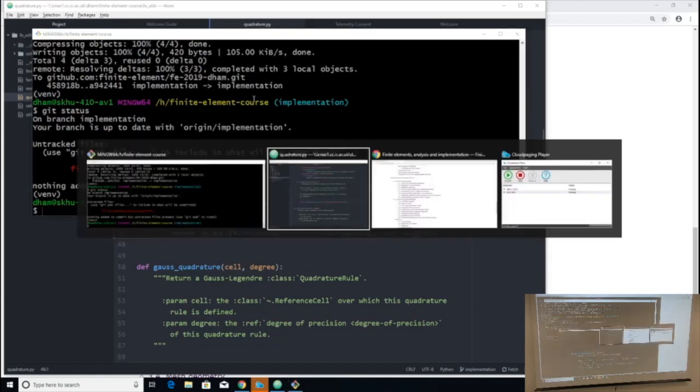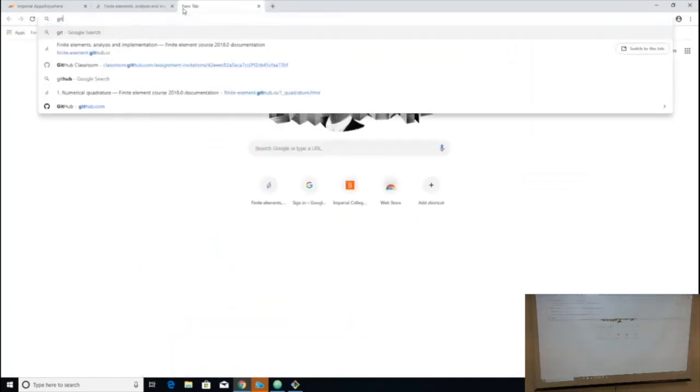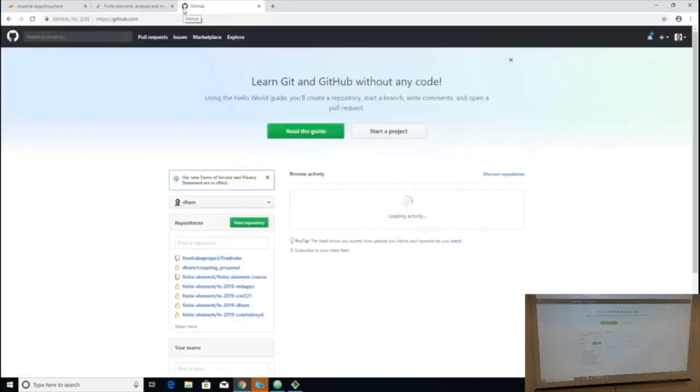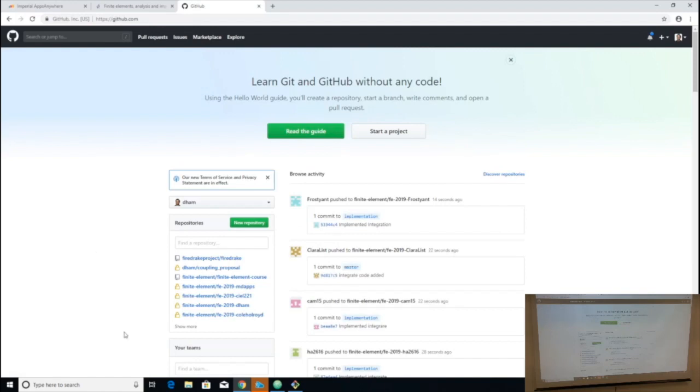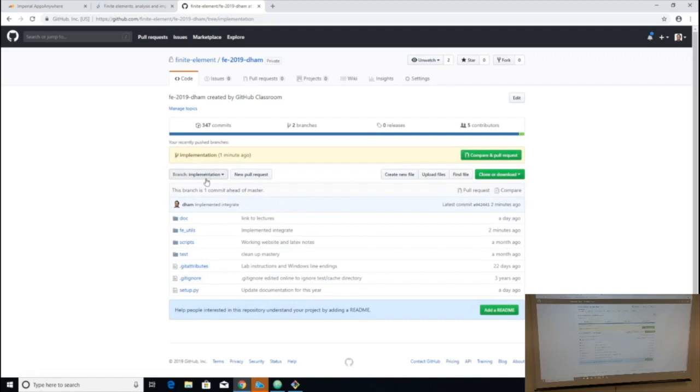As a very last thing, I will go to GitHub. Where I'm probably logged out. Oh no, I'm logged in, that's good. And here is my Finite-element repository. You guys should probably only got one repository on the left, so it's kind of easy for you. And it can see that your recently pushed branches, I pushed the implementation branch 1 minute ago. Now if I click on the implementation branch, so now you can see here, it's showing branch implementation. It tells you that the last commit is implemented integrals.